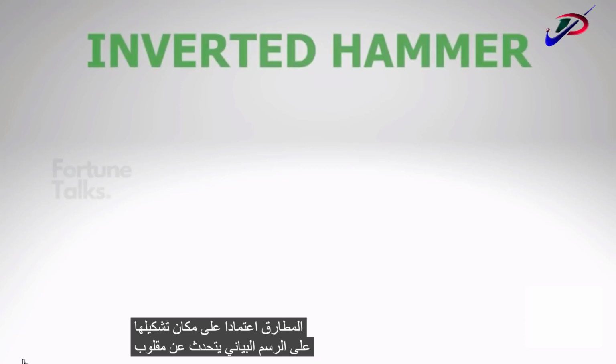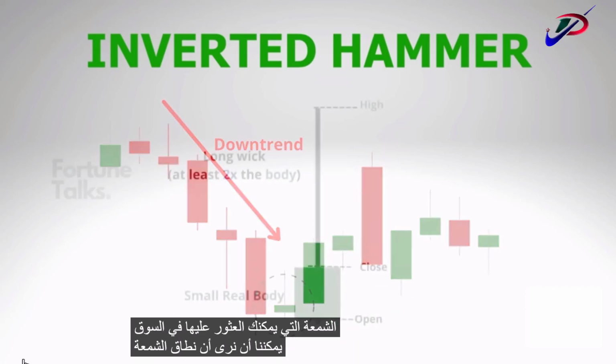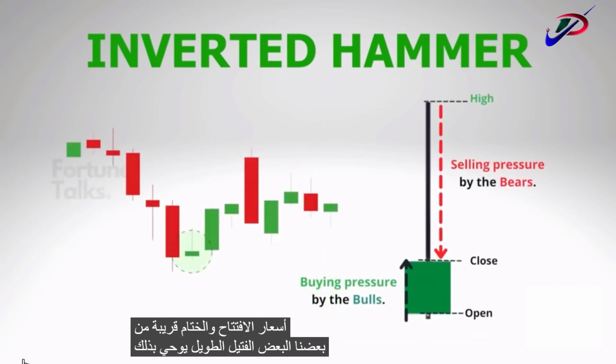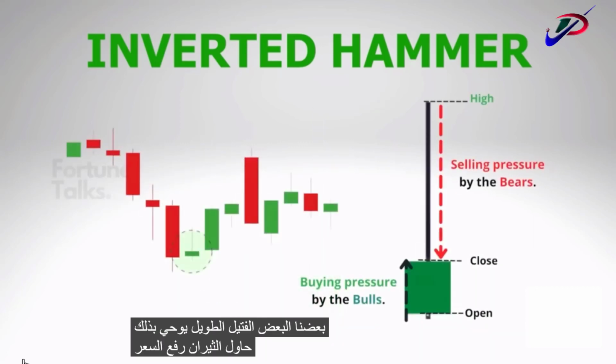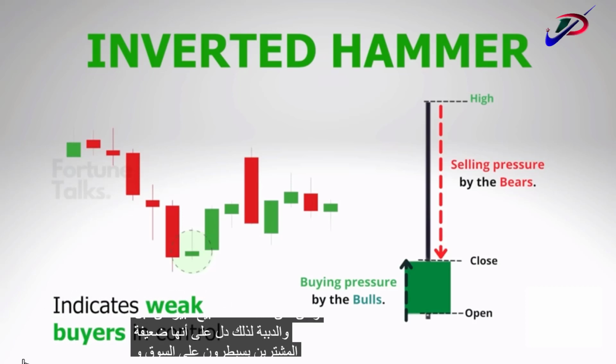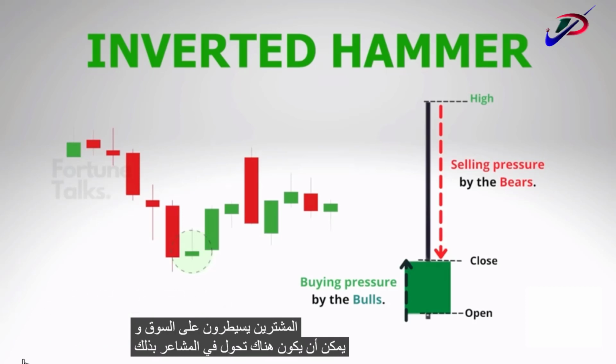Talking about the inverted hammer, it generally occurs at the end of a downtrend. This is the weakest bullish candle that you can find in the market. We can see that the range of the candle, or the real body, is very small. Also, the open and closing prices are close to each other. The long wick suggests that the bulls tried to take the price higher, but there was big selling pressure by the bears. So it indicates that the weak buyers are in control of the market and there can be a shift in the sentiment.